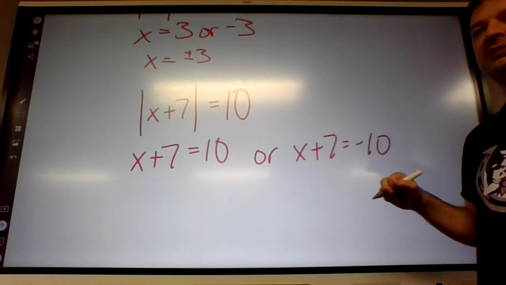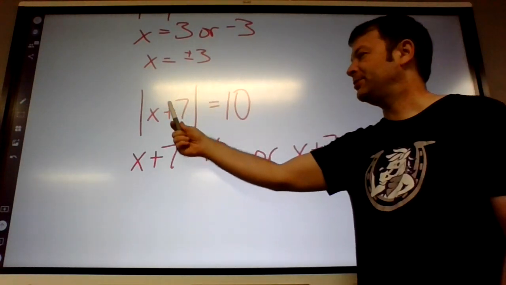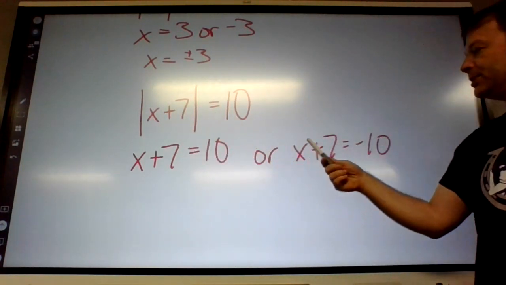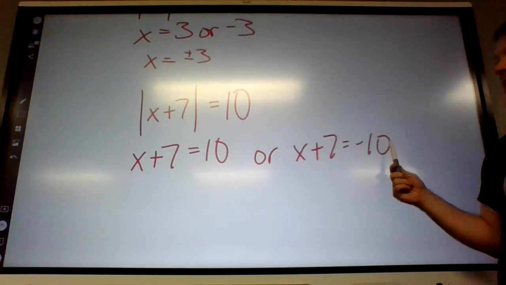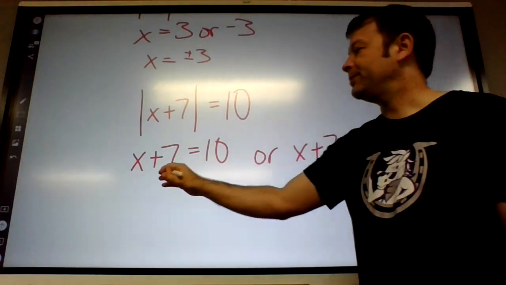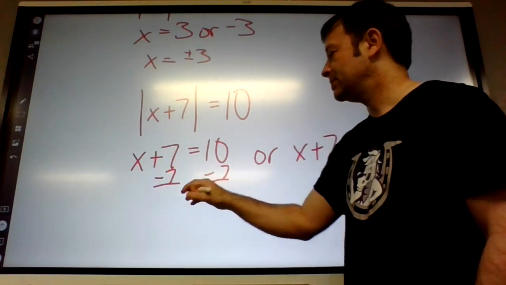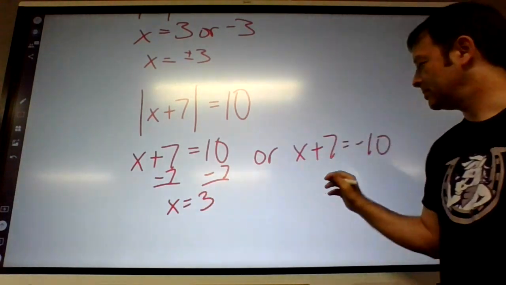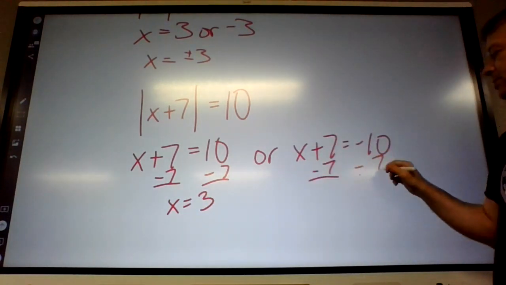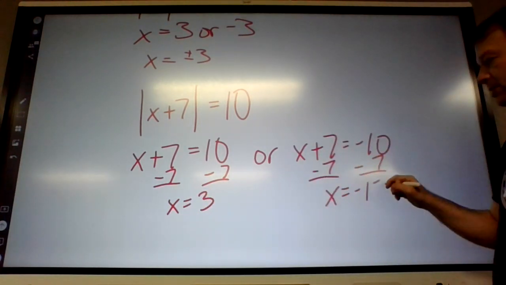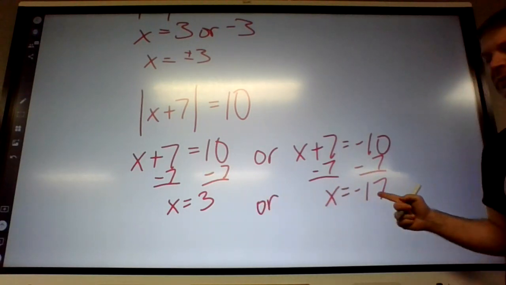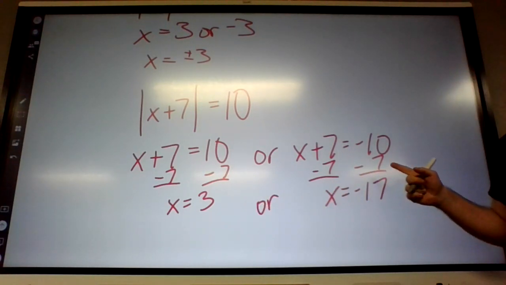Does that make sense? So all you have to do with absolute value, you set it equal to the thing, or you set it equal to the opposite of that thing. And then you solve them both separately. So you guys said 3, right? And the other answer, somebody said it, is negative 17. So we're going to have 2 answers on most of these.